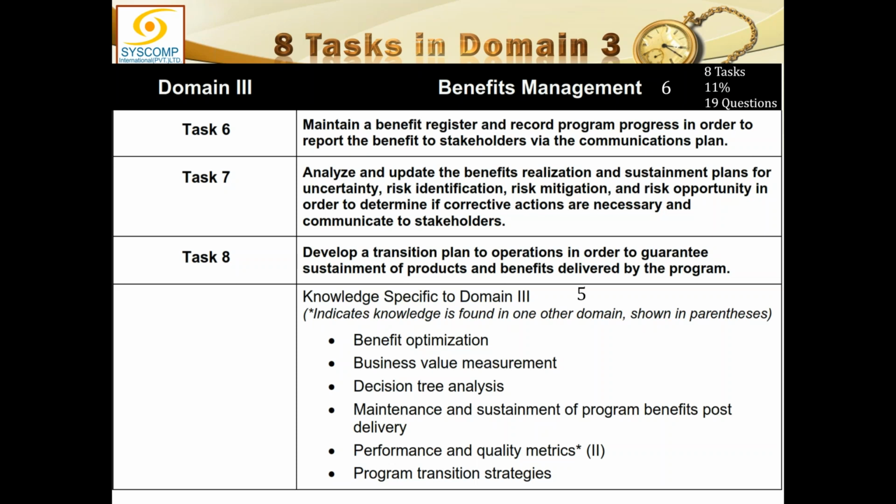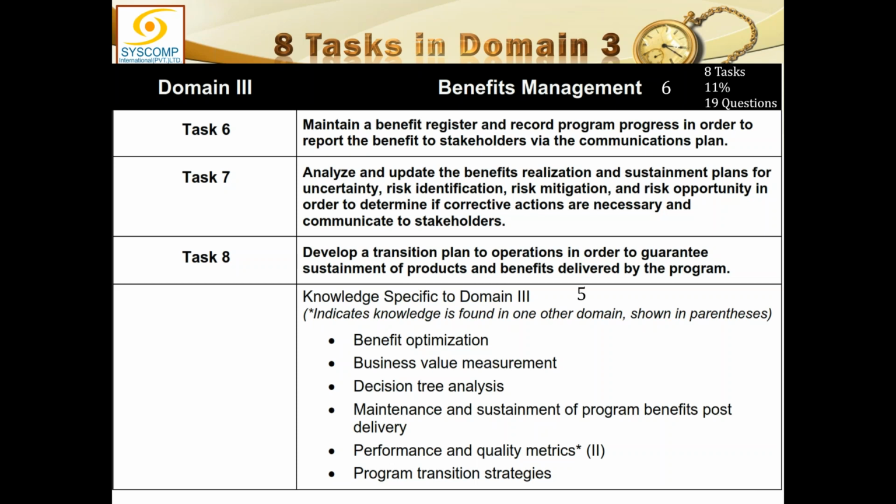Okay, moving on to the knowledge within this domain. As I said, benefit optimization, benefit value measurement. Again, a very important subject. How do you know that you have achieved that much value out of your benefits? That business value has been achieved. There must be some mechanism, and probably there is a lot of material on value engineering and value management.